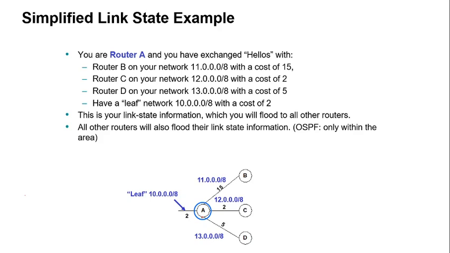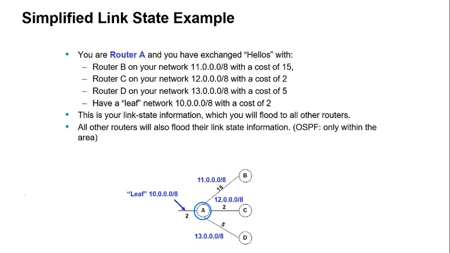So OSPF will work within the area or within the autonomous system. All the routers will flood their link state information. Let's see, A will be connecting to other area routers as well, and this is the leaf, which has been assigned an IP address of this, and it has a cost of 2.